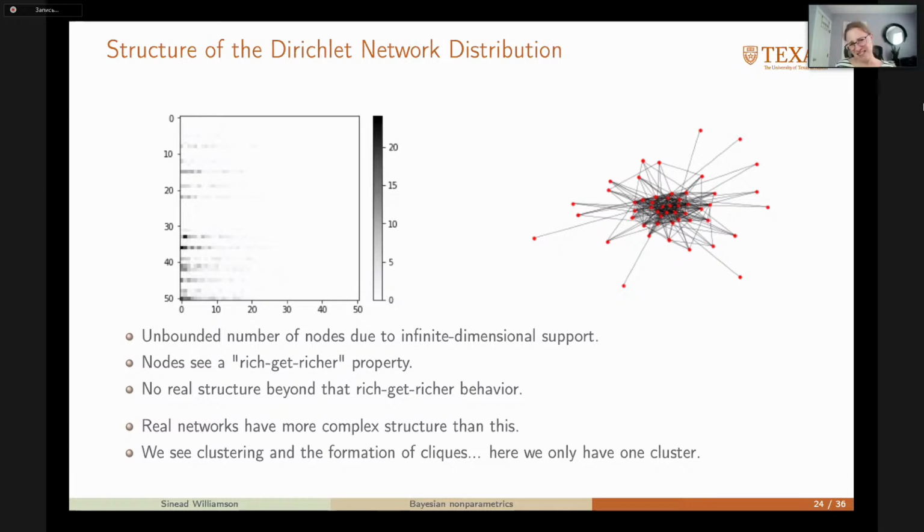But it still doesn't really look like Twitter or Facebook or an email network. It doesn't really have any structure, except some people are likely to send emails a lot and some people are likely to receive emails a lot. In real networks, we have clustering, we have cliques, we have in-groups, people who communicate with each other. We don't have just this rich gets richer preferential attachment behavior.